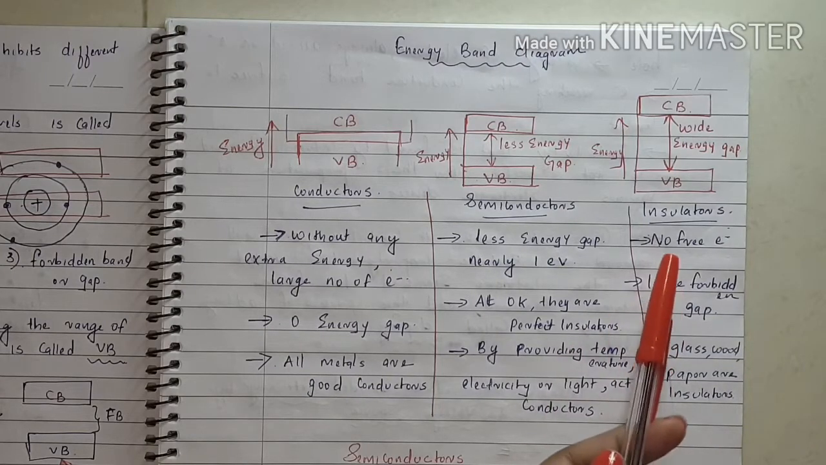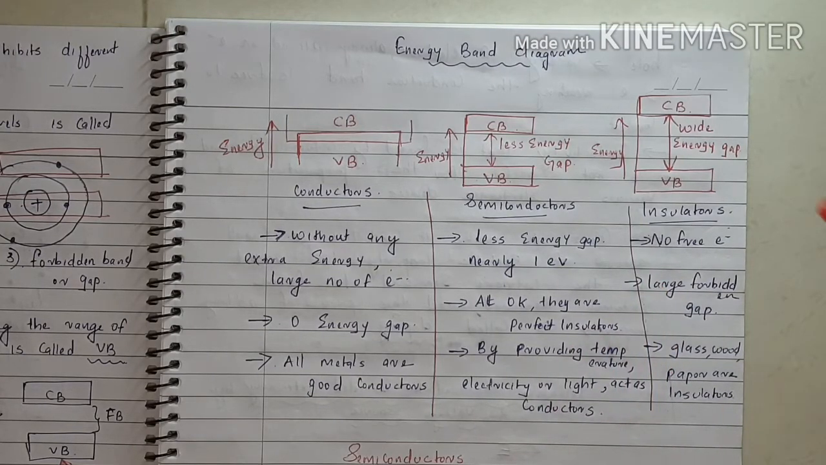Next is all about insulators. There is a wide energy gap between the valence band and the conduction band. Because of this wide energy gap, there will be no free electrons in the conduction band.